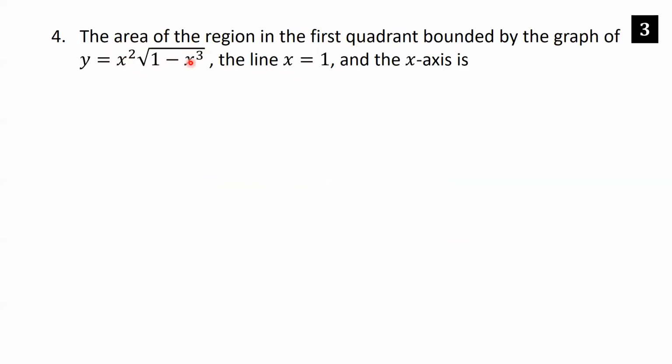And between 0 and 1, this is completely above the x-axis. It's always going to be positive. A number between 0 and 1 squared is positive, and a number between 0 and 1 makes sense in the square root because we're subtracting 1 minus something between 0 and 1. So all this is going to be positive when we're strictly between 0 and 1. So this is just going to be an integral from 0 to 1 x squared root 1 minus x cubed dx.